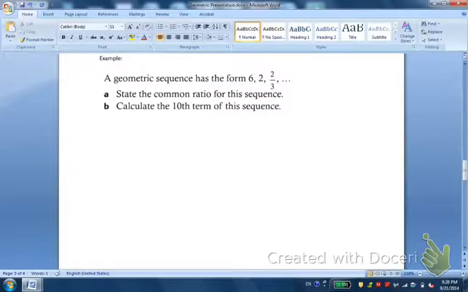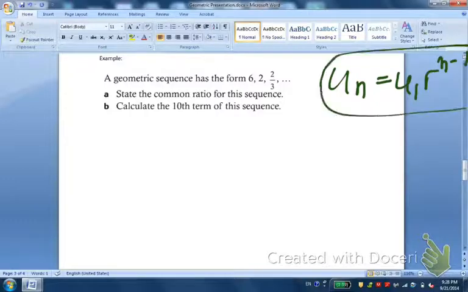Here's a little example so we can see the above formula in action. Remember the formula, u of n is u of 1 r to the n minus 1. We'll put that over here. This example tells us that we have a geometric sequence, 6, 2, 2/3, etc. Notice that the first term, we'll write it over here, is 6. And let's answer the first question: what's the common ratio?